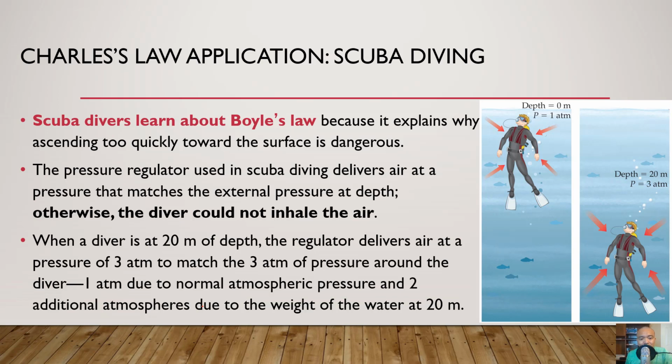When the diver is at 20 meters of depth, the regulator actually delivers air at the pressure of 3 atm to match the 3 atm of pressure around the diver. The reason is because the 1 atm is due to the normal atmospheric pressure, and the other 2 additional atmospheres are due to the weight of the water at 20 meters. Remember, every 10.33 meters of water will generate 1 extra atm. So it's about every 10 meters, it's equivalent of 1 atm. So when the diver is at 20 meters of depth, the water will generate 2 additional atmospheres.